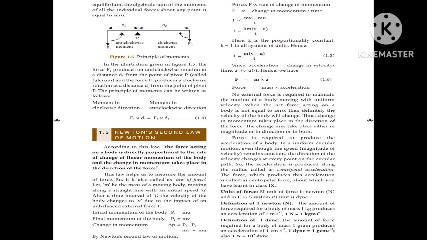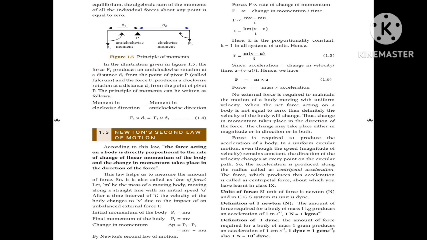By Newton's second law of motion, force F is directly proportional to rate of change of momentum. F directly proportional to change in momentum divided by time. F directly proportional to m(v minus u) by t. F equals km(v minus u) by t. Here, k is the proportionality constant. K equals 1 in all systems of units. Hence, F equals m(v minus u) by t. Since acceleration equals change in velocity by time, a equals (v minus u) by t. Hence, we have F equals m times a. Force equals mass times acceleration.